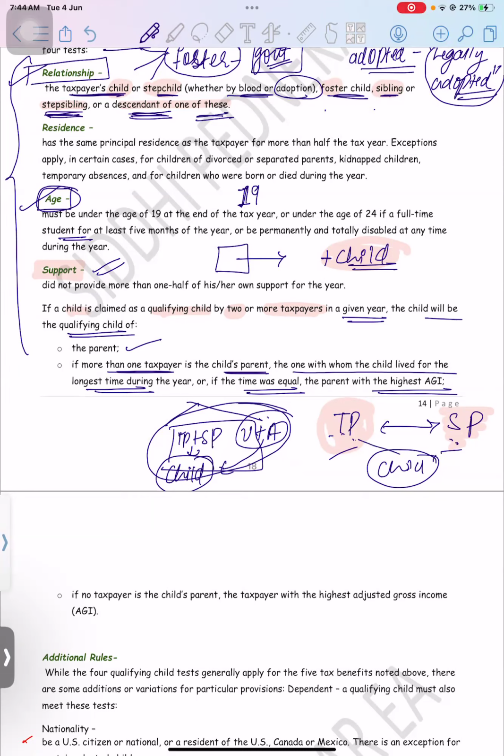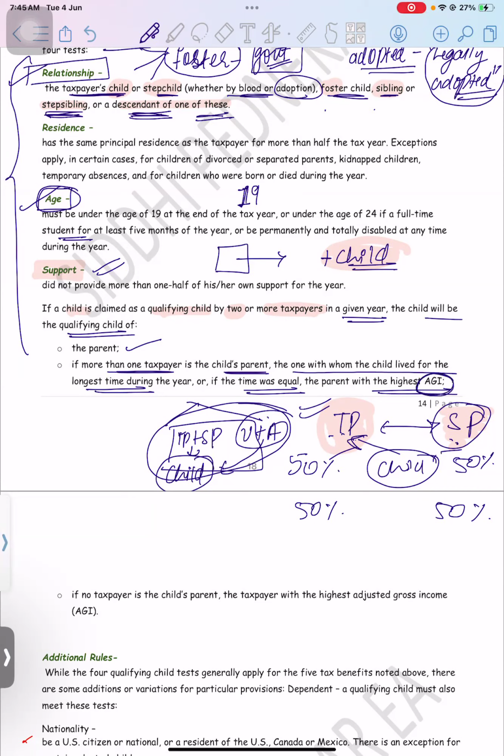Okay, so let's say he's living with the taxpayer for the full year, so the taxpayer is eligible to claim, not the spouse. But if he is living exactly 50% of the year with the taxpayer and exactly 50% with the spouse, both are providing 50% support to the child. Expenses are being incurred by both the taxpayer and spouse equally. So who will be responsible to consider this child as a qualifying child will depend on only one criterion.